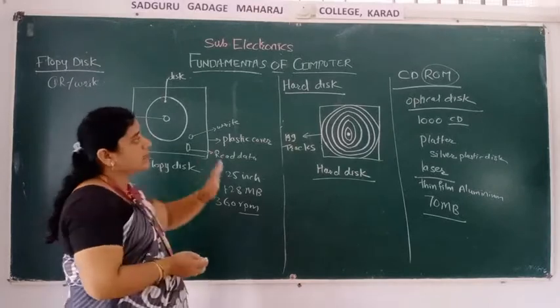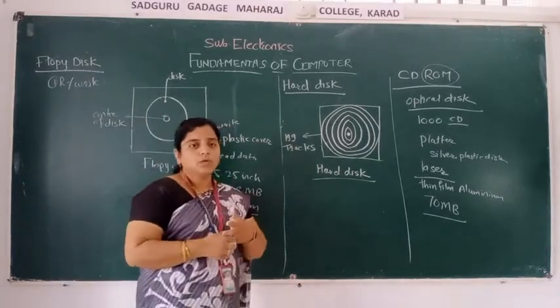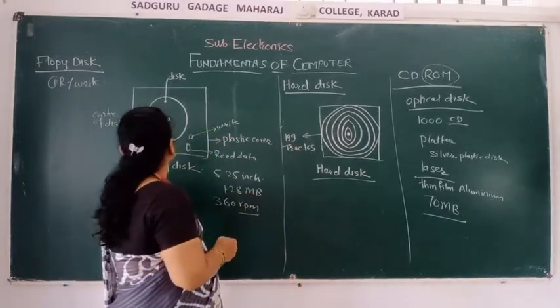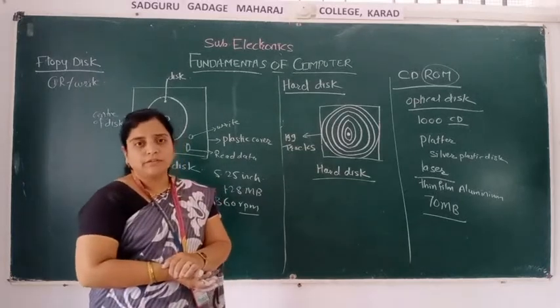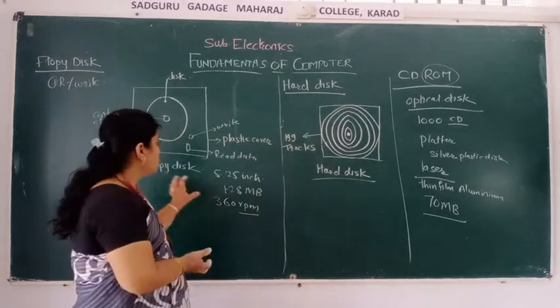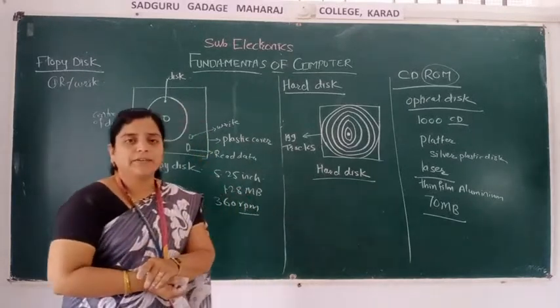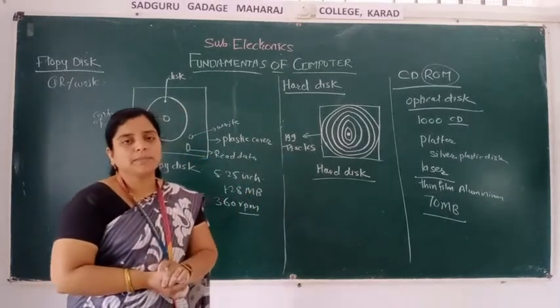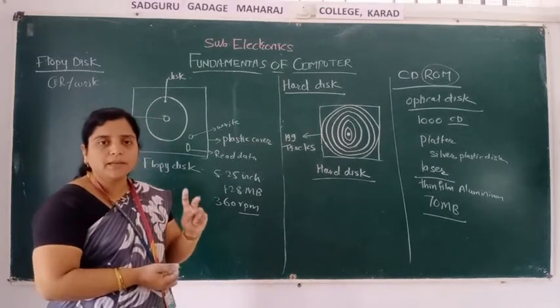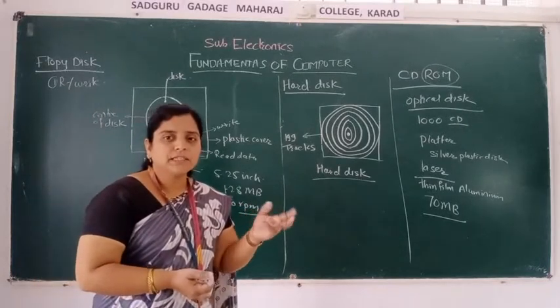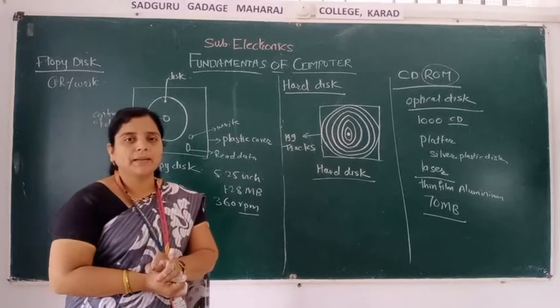Floppy disk, hard disk and CD-ROM. You know all those things. Nowadays no one uses the floppy disk to store data, or we use the pen drive. The pen drive is secondary memory. What is primary memory and secondary memory? We have discussed the difference between primary memory and secondary memory.